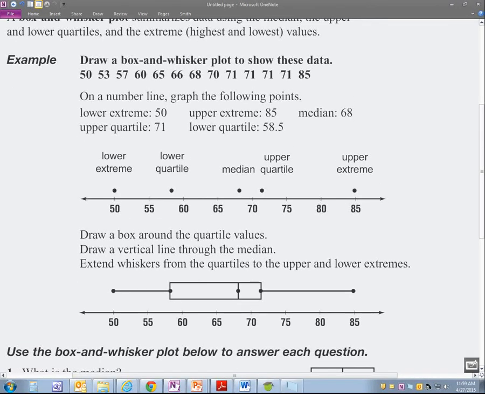I'd like you to acknowledge that we are doing the extreme lowest right here by putting a line there. And we might as well do the upper extreme as well, which is 85. So it's 2 lines there. Then in order to find the median, we did 1, 1, 2, 2, 3, 3, 4, 4, 5, 5, 6, 6, ding, ding, ding, 68. So I'm going to put a line here.